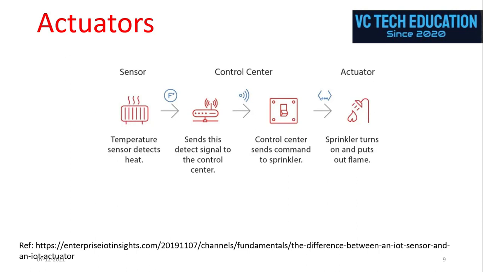the signal to the control center. Once the control center confirms it as a heat related event, the control center sends a command to the sprinkler. Then the actuator starts working and makes sure that the sprinkler turns on and puts off the flame. This is a simple example of how, in combination of sensors and actuators, real-time problems can be solved.